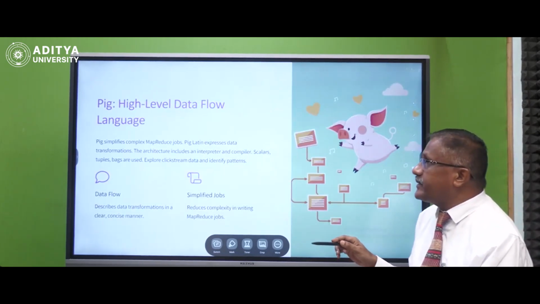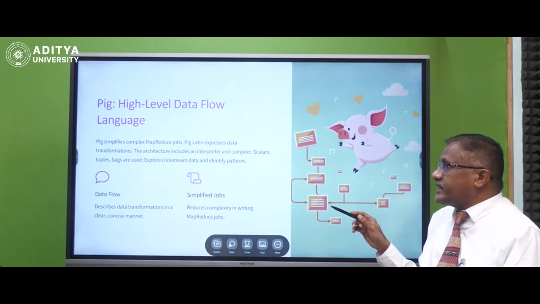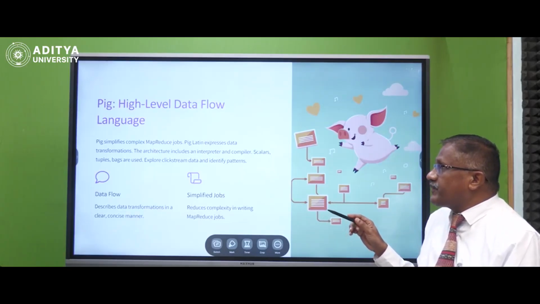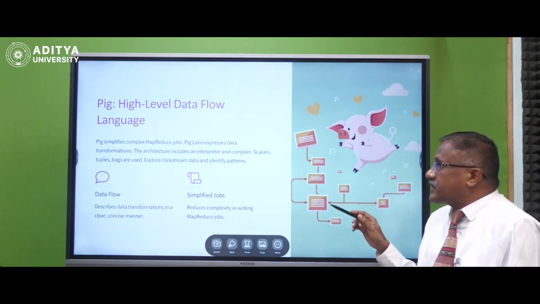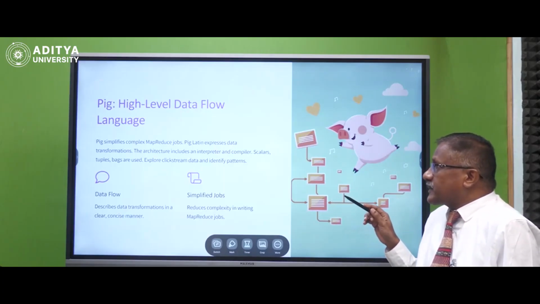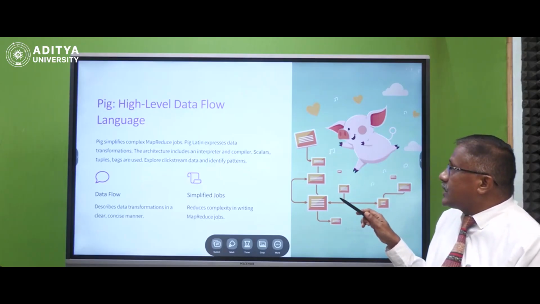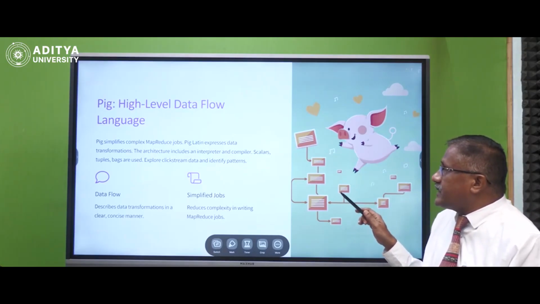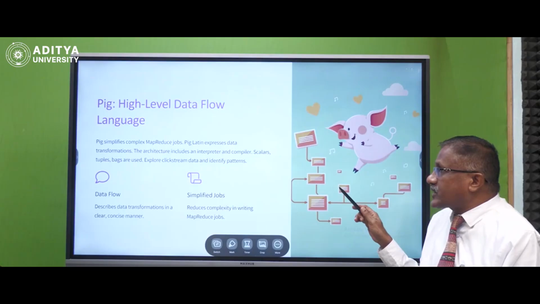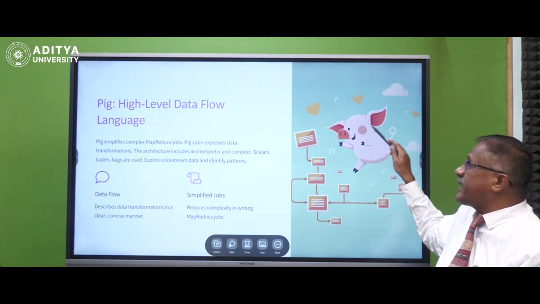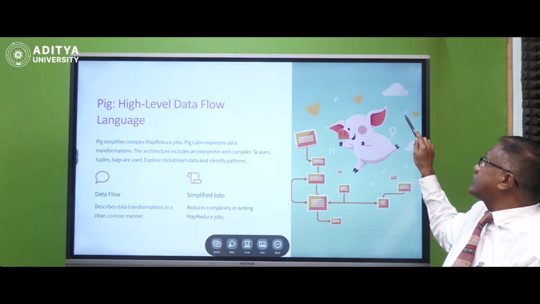Another one is Pig. It is a high level data flow language. It simplifies complex MapReduce jobs and also expresses data transformation. The architecture includes an interpreter and compiler. Pig can be used with scalars, tables and big data logs to explore clickstream data and identify patterns. It is Pig, a high level data flow language.